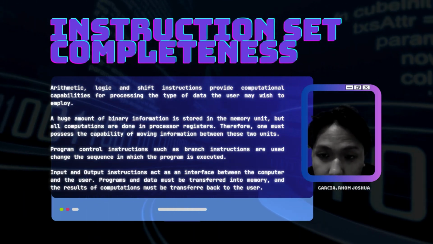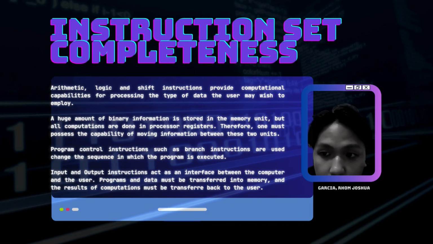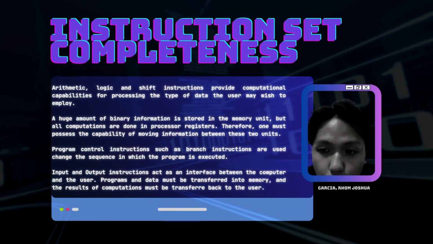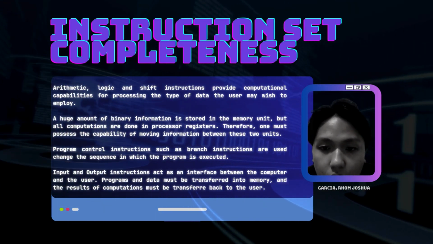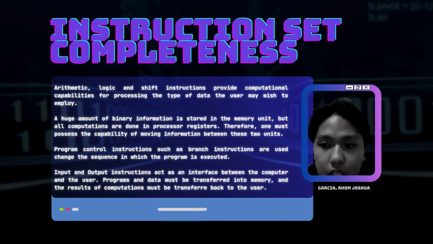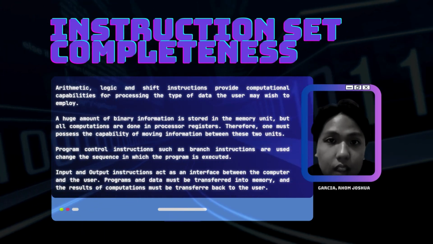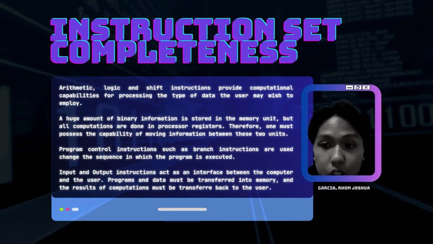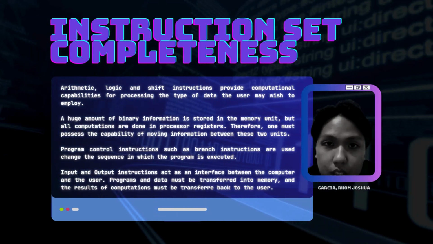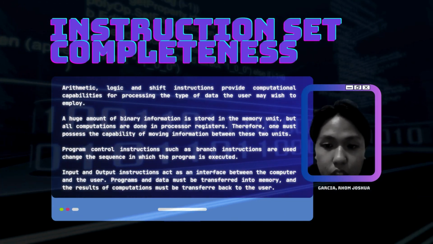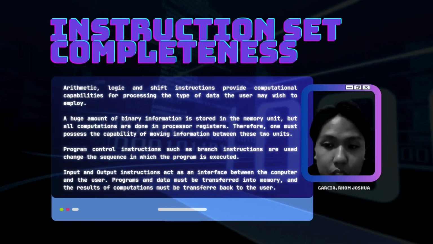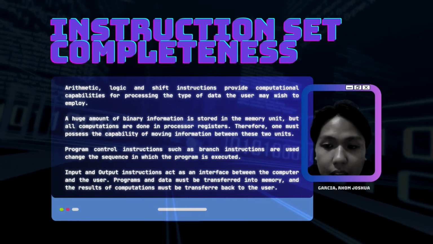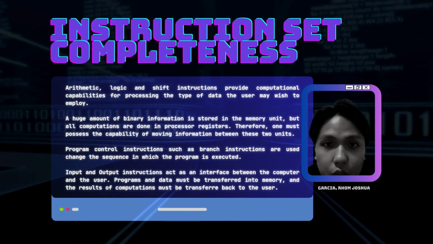Arithmetic, logic, and shift instructions provide computational capabilities for processing the type of data the user may wish to employ. A huge amount of binary information is stored in the memory unit, but all computations are done in processor registers. Therefore, one must possess the capability of moving information between these two units. Program control instructions such as branch instructions are used to change the sequence in which the program is executed. Input and output instructions act as an interface between the computer and the user. Programs and data must be transferred into memory, and the results of the computations must be transferred back to the user.